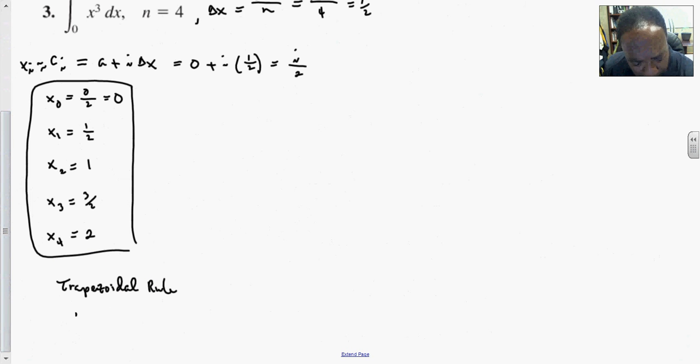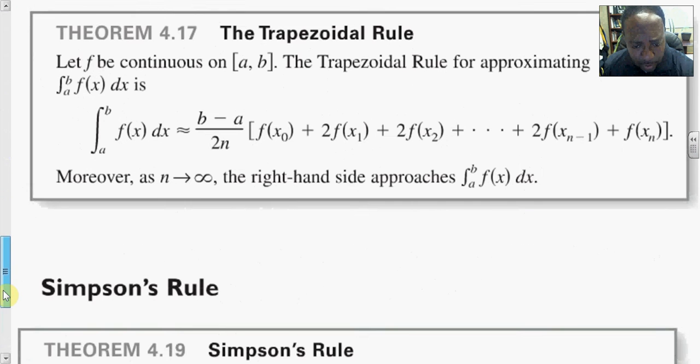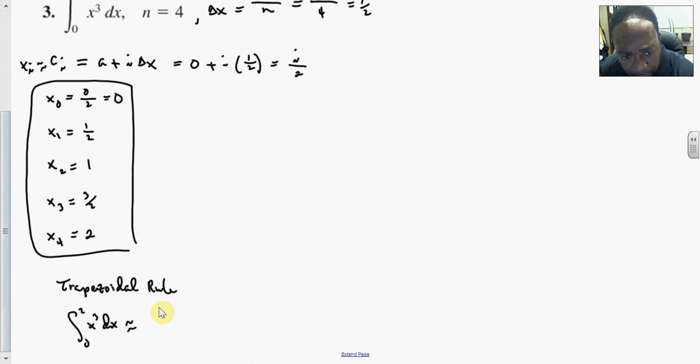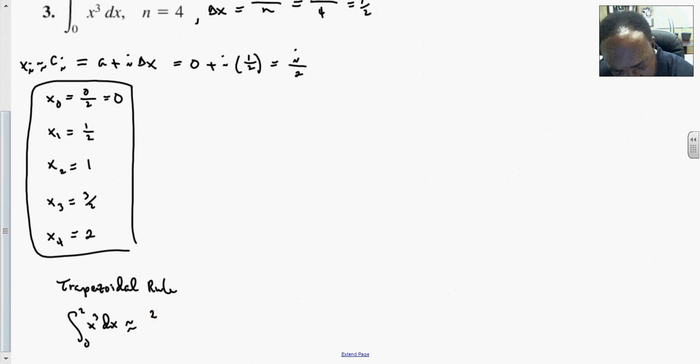So it says here that the integral from 0 to 2 of x to the third dx is approximated by (b minus a) over 2n, then times the summation of those function values. So b minus a, where b is 2 and a is 0, so this is 2 minus 0, over 2 times n, which is 4.